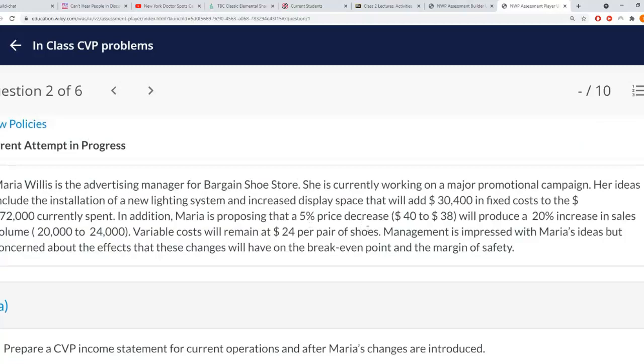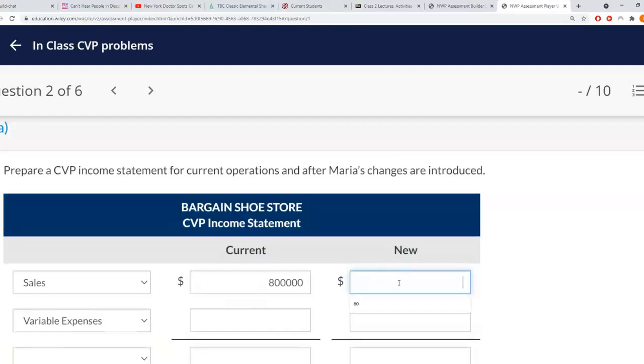When new, it will be 38, doctor. Okay. Multiplied with 24,000. That's right. Good. That's the current. 912.